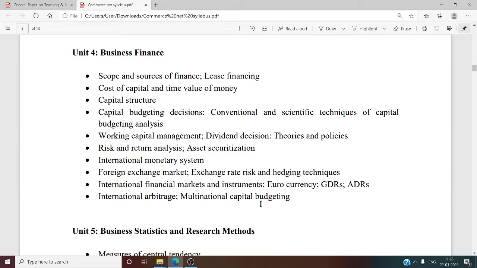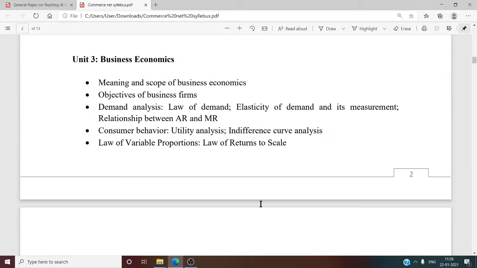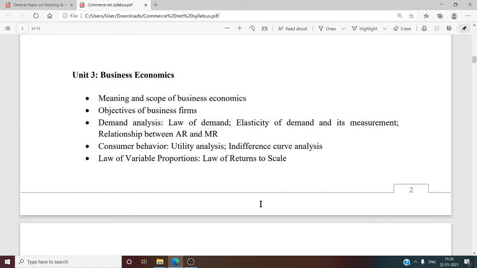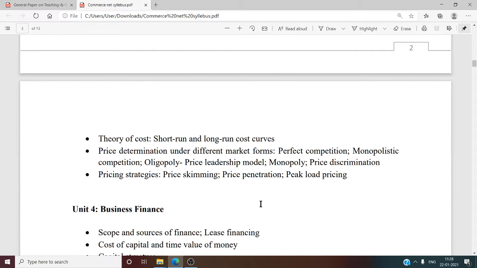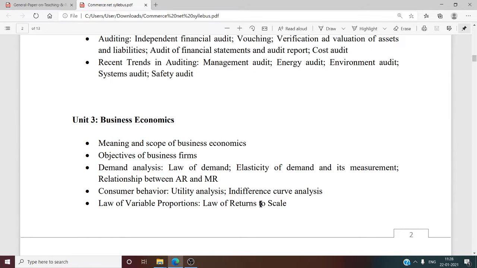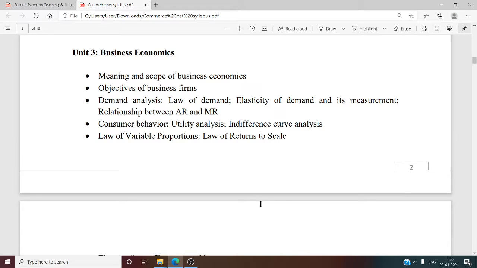Or else you can refer for business finance. IM Pandey reference book is there that you can refer. And for accounts, business economics, you can go through the guide and all the material available. And if you have a textbook of BCom or else your MCom book is also more than sufficient.